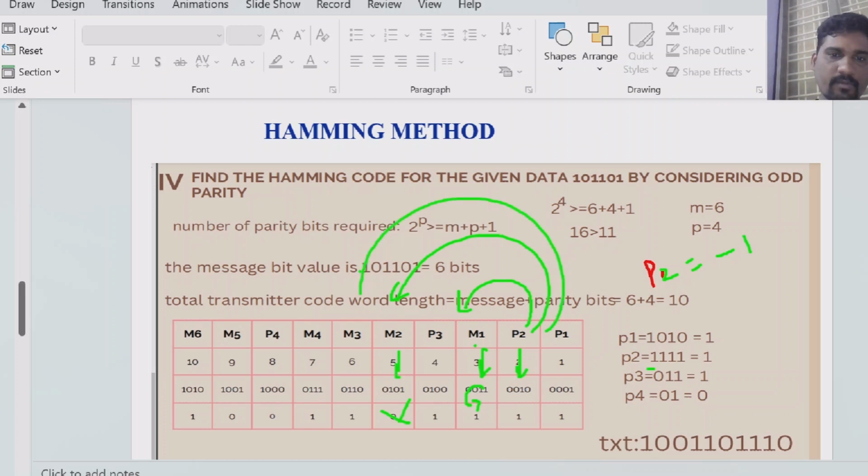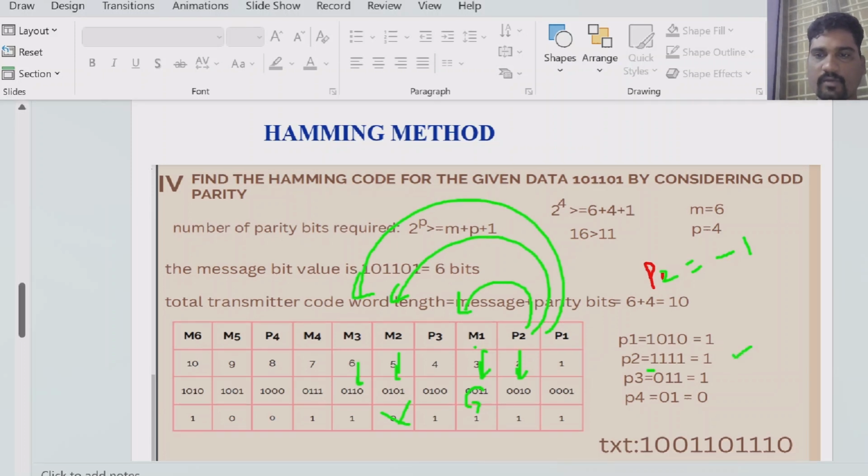Again compare P2 with M3. The second bit is matching, right? No need to consider the remaining bits. Only check the parity bit position. We have a 1 in some position. In the same position, do we have the message bit 1 or not? If it is 1, write that corresponding M value. If not, just neglect it, then go for checking the next message bit value. So like that we need to find out, right?